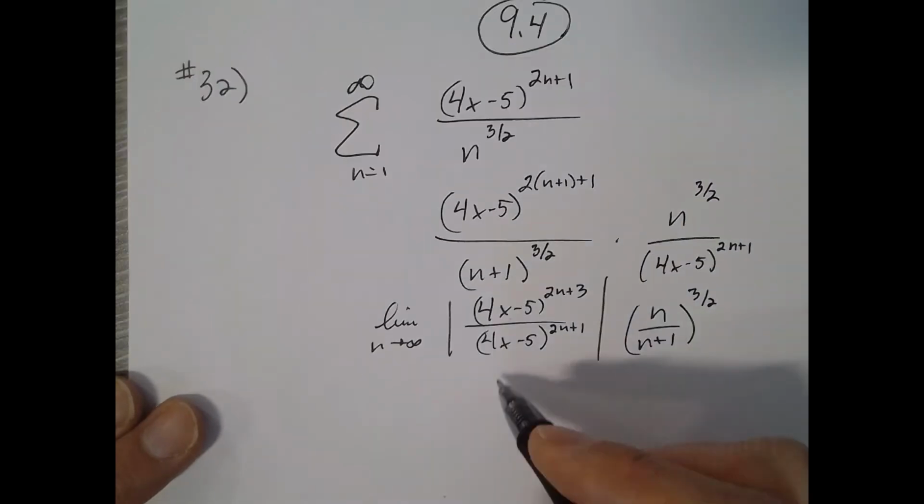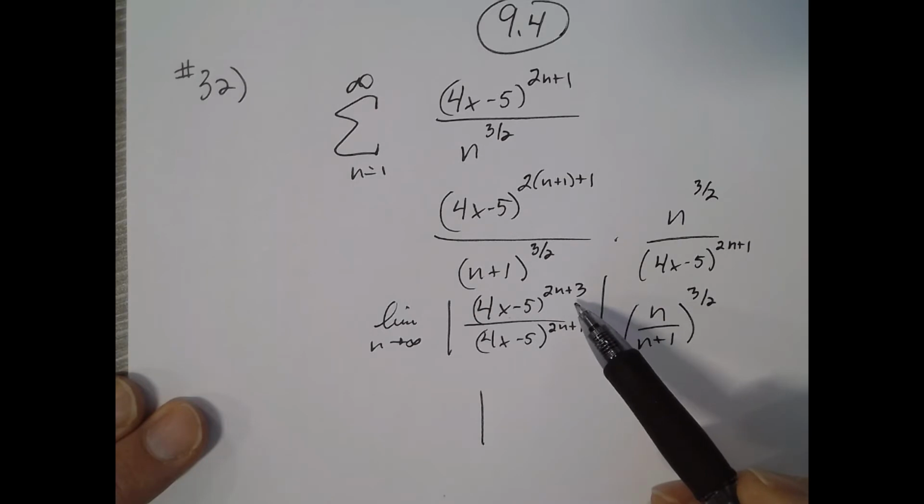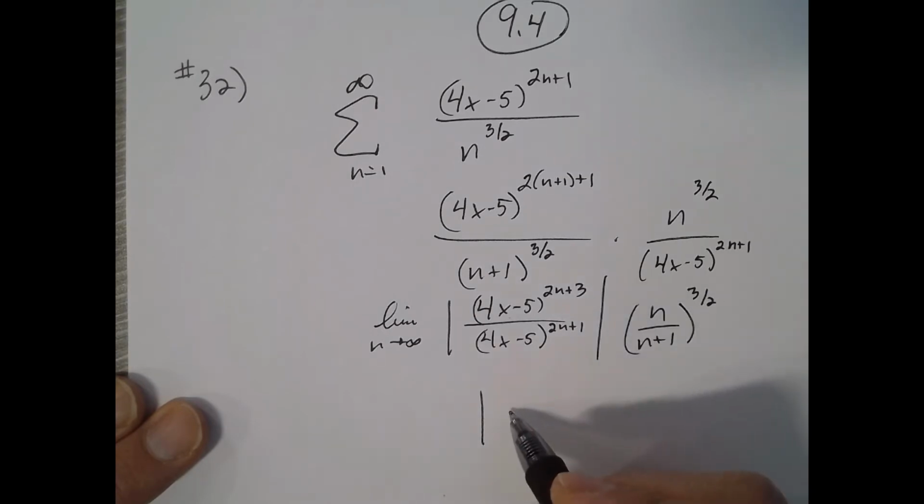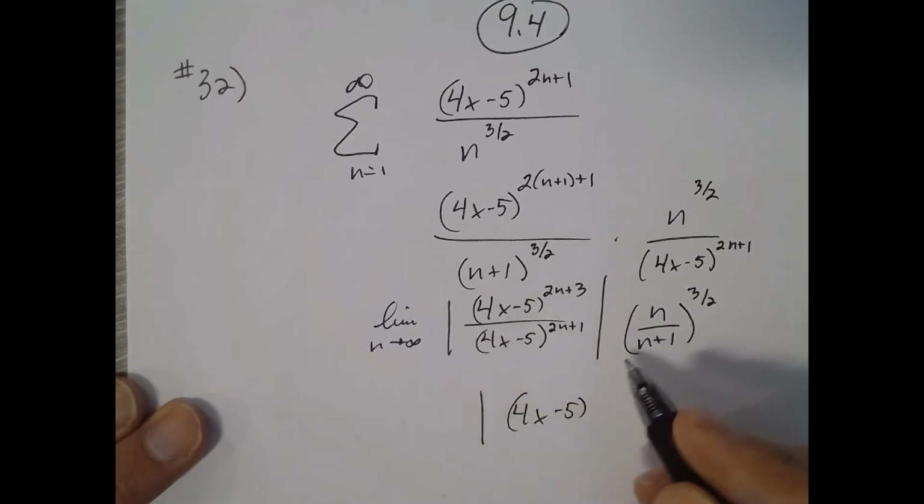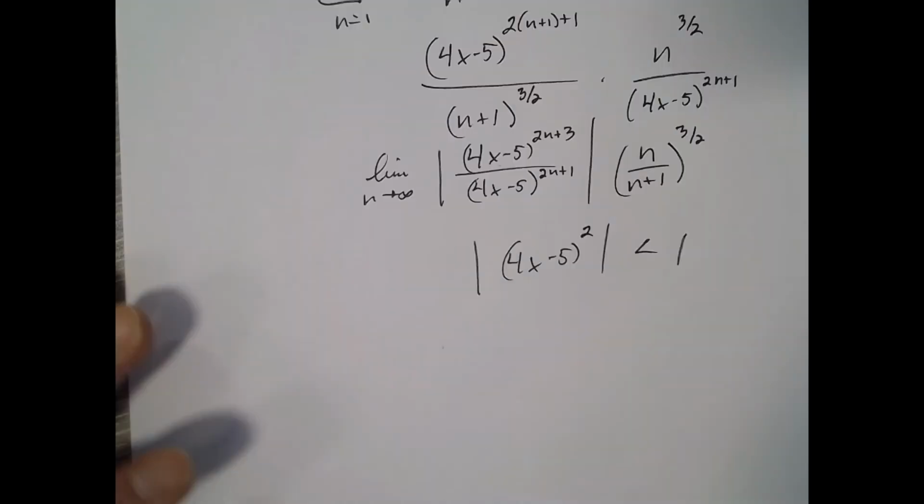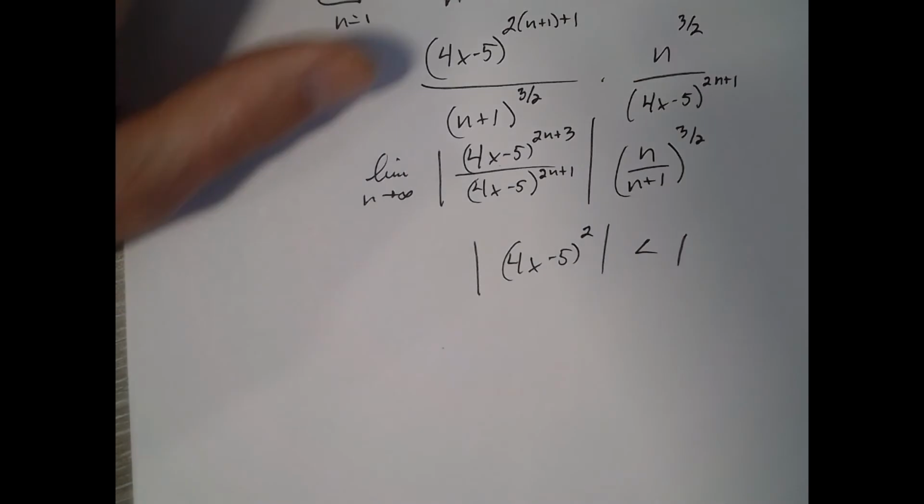Okay, so now we just have this to clean up. Well, there's 2 more of them on top. This is 2n plus 1, that's 2n plus 3, so I have 4(x minus 5), 2 more of them on top. Has to be less than 1. Okay, so we can figure out the interval of convergence, and we can find the radius.